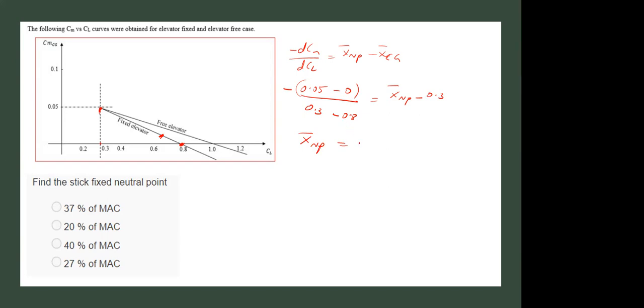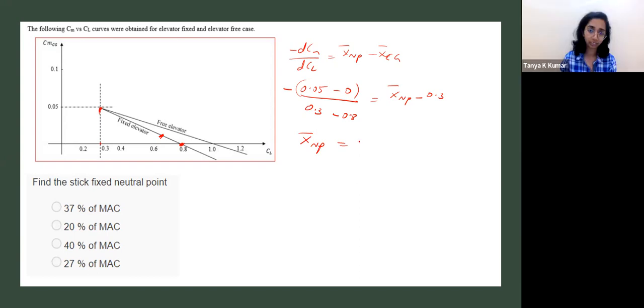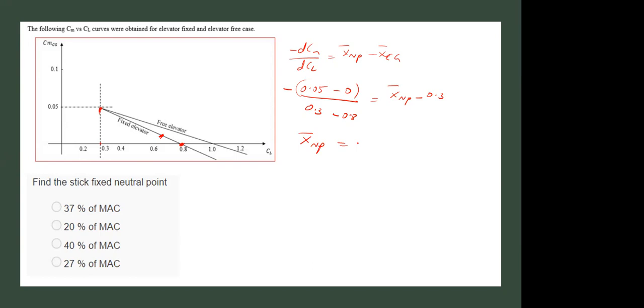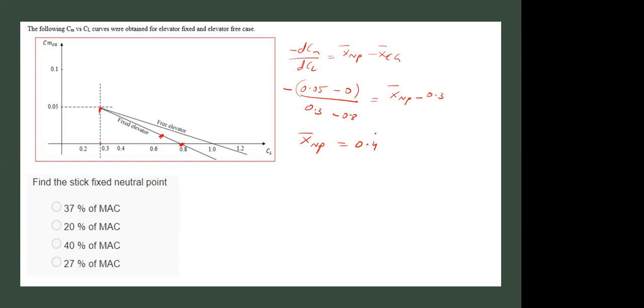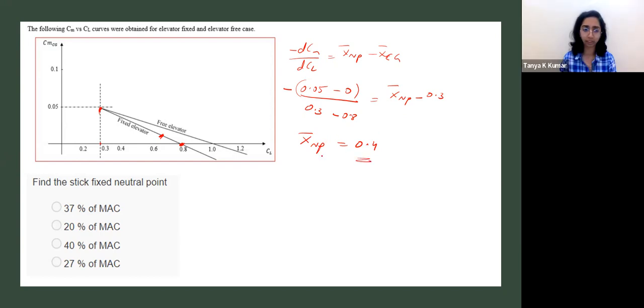Minus 0.1 plus 0.3. It's 0.2. No, it's 0.4, right? Yes, so it's 0.4. So that is 40% of mean aerodynamic chord.